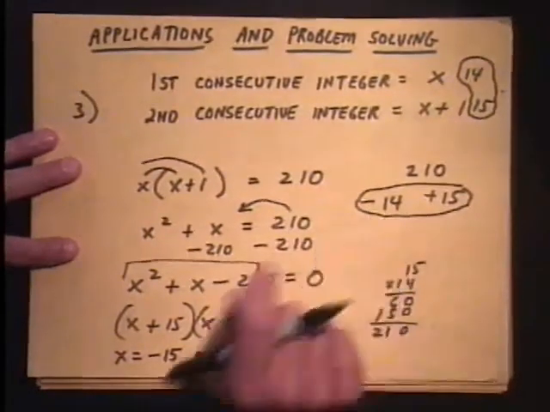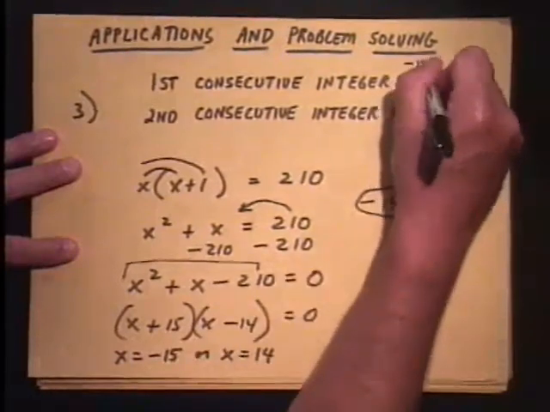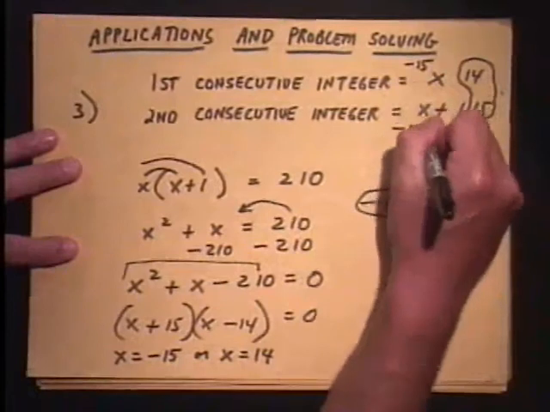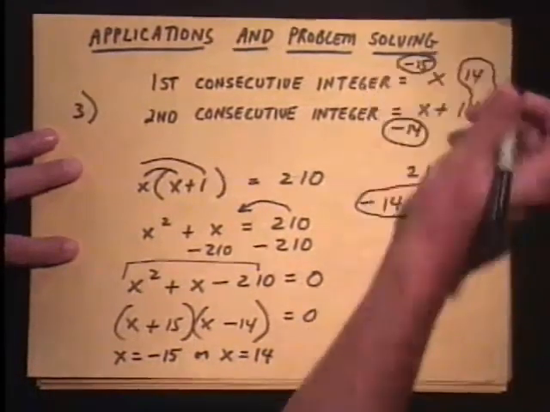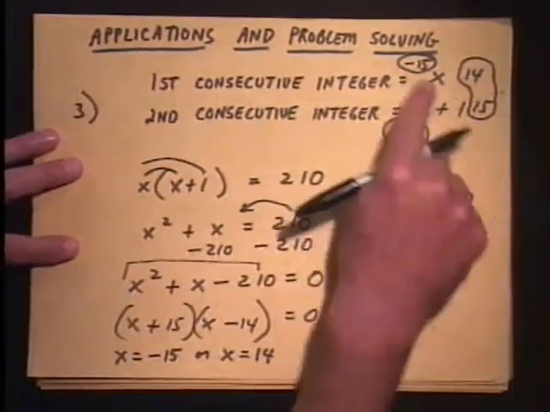But there's another combination as well. If you plug negative 15 in here for x, x plus 1 would be negative 14. So that would be the second set of answers. So in this one, you have not one set of answers that make sense, but two.